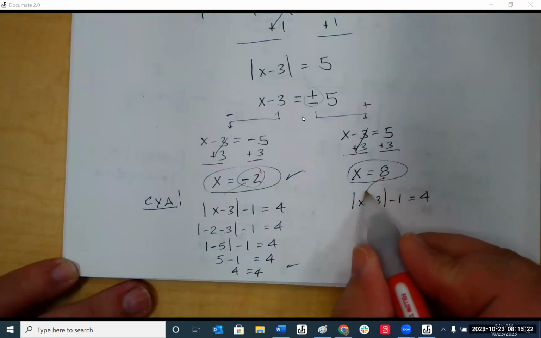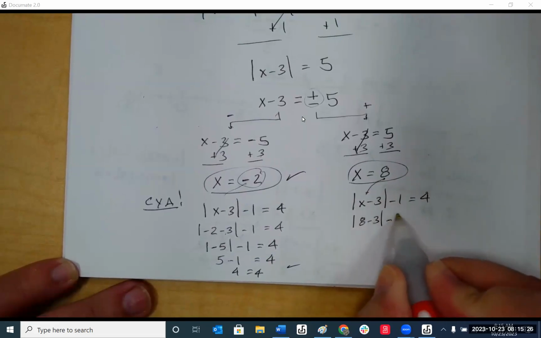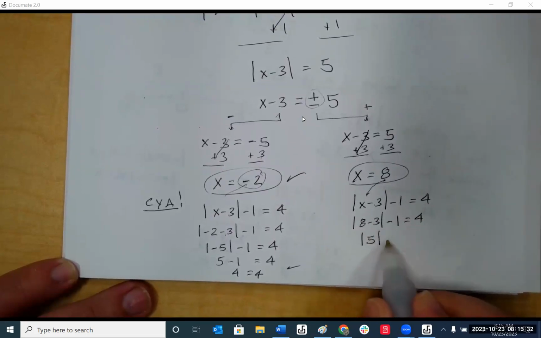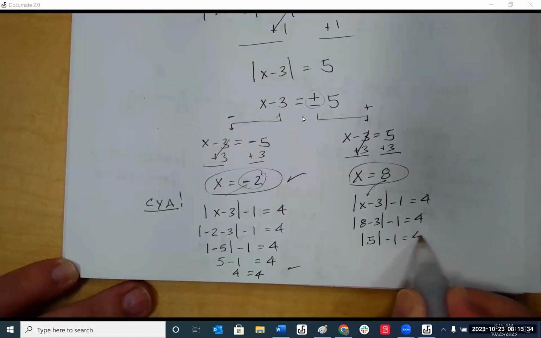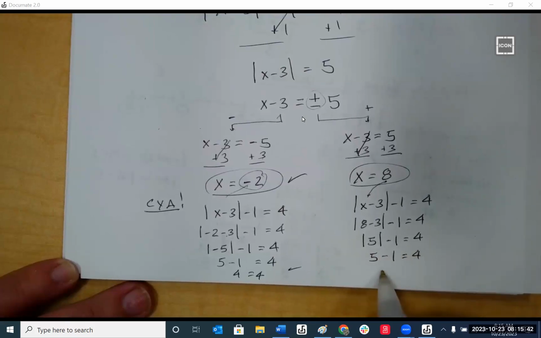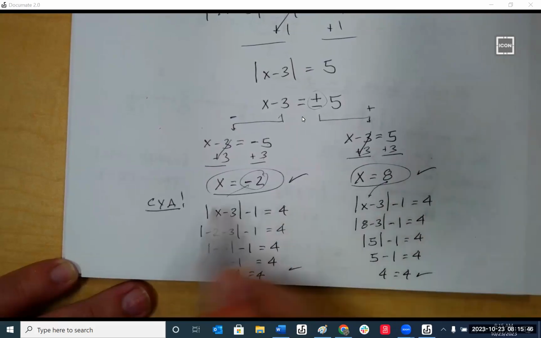Likewise now with 8. 8 minus 3 minus 1 equals 4. 8 minus 3 is 5. The absolute value of 5 is 5. Minus 1. 5 minus 1 is 4. So these are both correct answers.